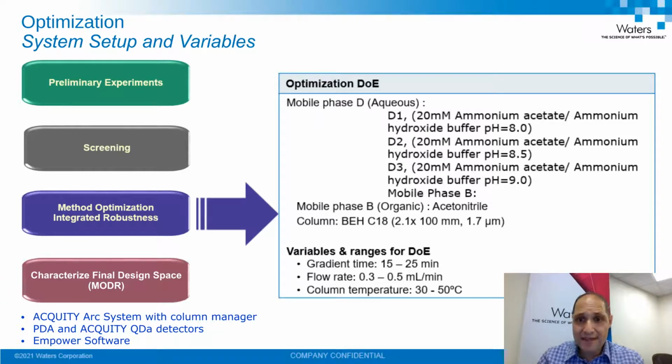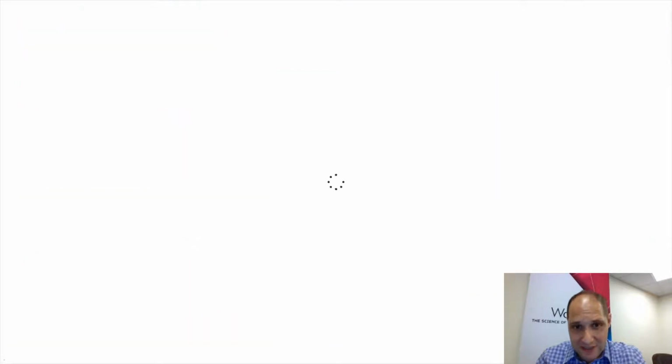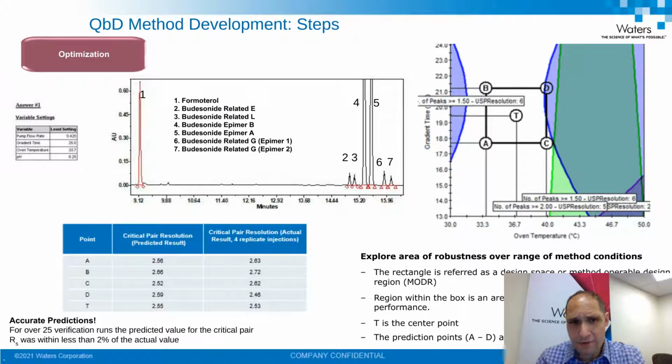The variables that we used for this experiment were the gradient time, 15 to 20 minutes, the flow rate, 0.3 to 0.5 mL/min, and the column temperature. It's important to note here that we used a 10 centimeter column for the optimization experiment, given that the 5 centimeter column did not give us the desired separation between challenging peaks such as the epimer peaks. We thought that using a longer column would give us higher efficiency, and this would increase the chances of success in achieving the performance goals.